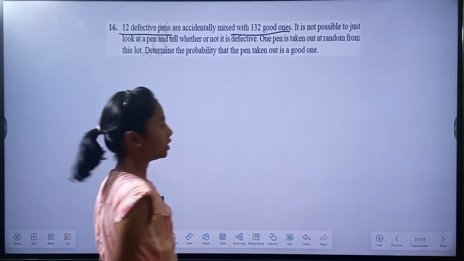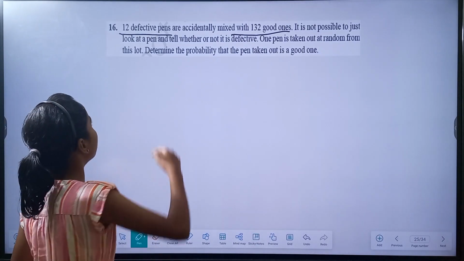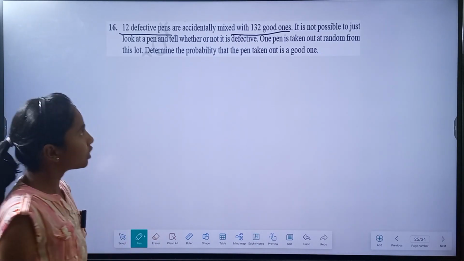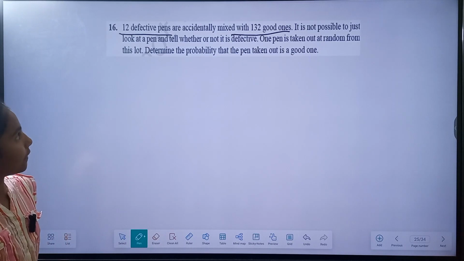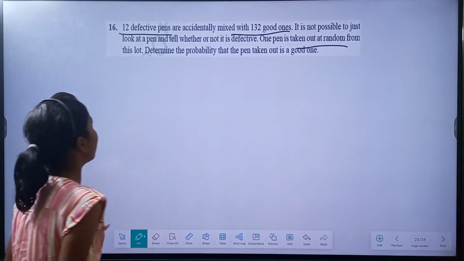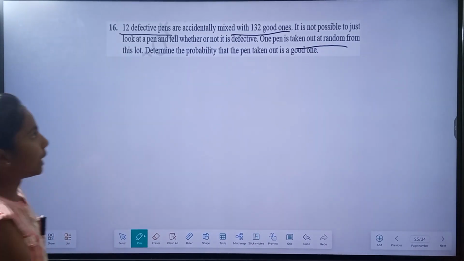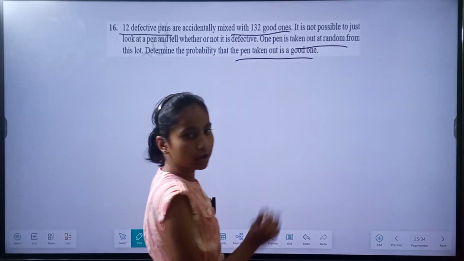Twelve defective pens are accidentally mixed with the 132 good ones. It is not possible to just look at a pen and tell whether it is defective. One pen is taken out at random from this lot. Determine the probability that the pen taken out is a good one.